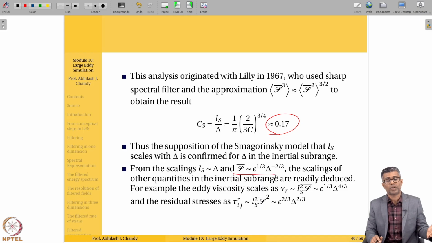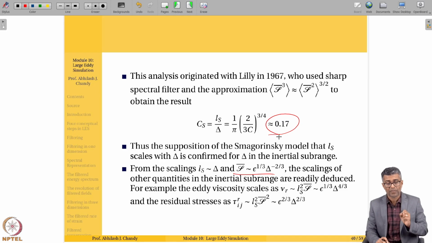Scalings of other quantities can also be deduced. Nu R is LS squared times S bar, isn't it? So that is epsilon to the 1/3, delta to the 4/3. And so the residual stresses as well, tau ij superscript R, which is LS squared times S bar squared. That again becomes epsilon to the 2/3, delta to the 2/3. So based on this scaling, every quantity essentially scales with filter width. We kind of knew this conceptually. Here we have proved it mathematically.